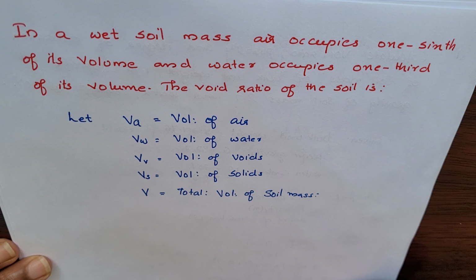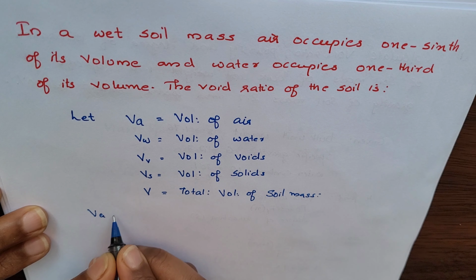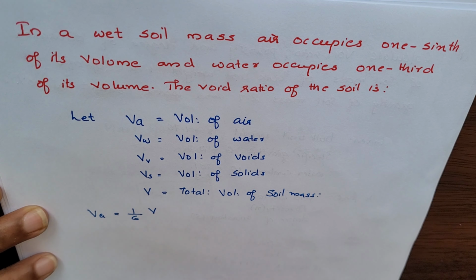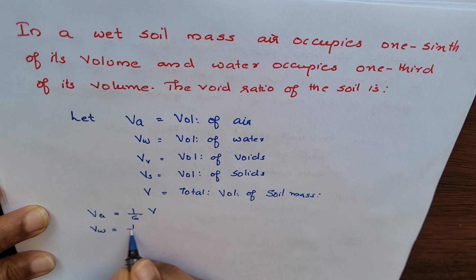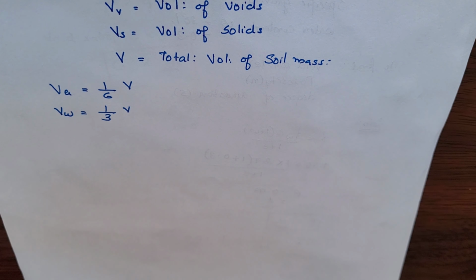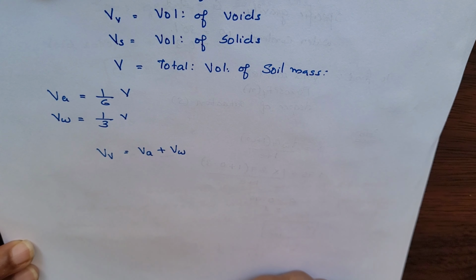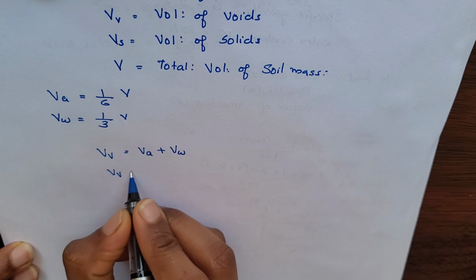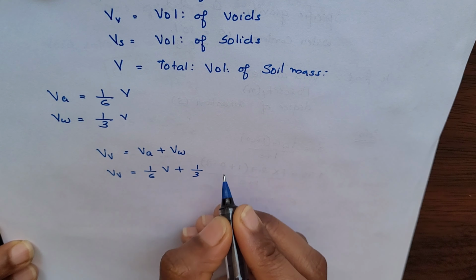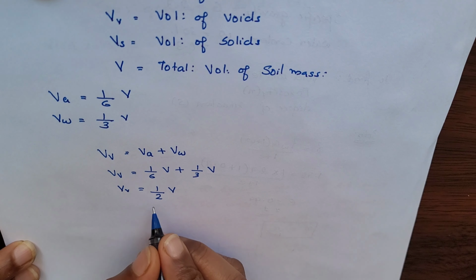Here in this question it is given that the volume of air occupies 1/6 of its volume. So the volume of air is 1/6 of the total volume, and water occupies 1/3 of its volume, so the volume of water is 1/3 of the total volume. We know that the volume of void is the sum of the volume of air and the volume of water. So the volume of void is 1/6 of total volume plus 1/3 of total volume, which equals 1/2 V.